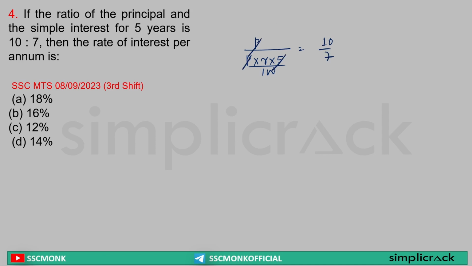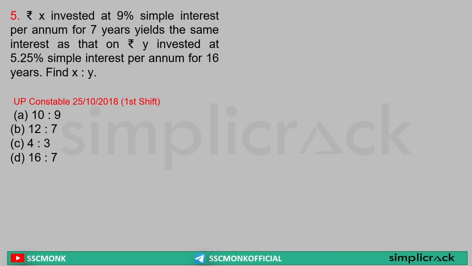100 will go to the upper side, but before that let me clarify it. So 1 by r by 20 is equal to 10 by 70, or I can write 20 by r is equal to 10 by 7. 10 2s are 20, so r is equal to 7 into 2, 14%. So what is the rate? 14%. Clear?